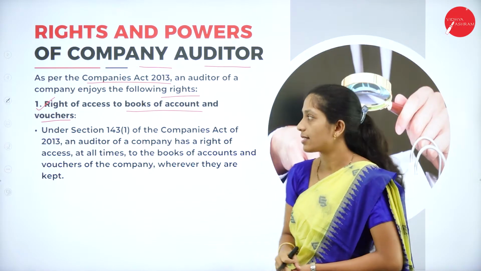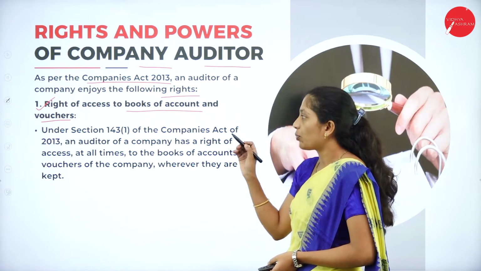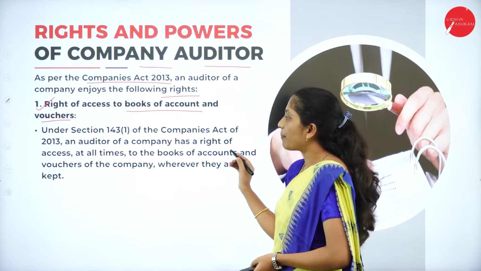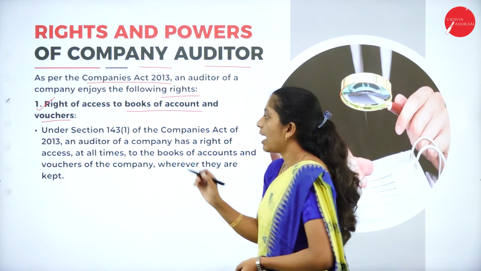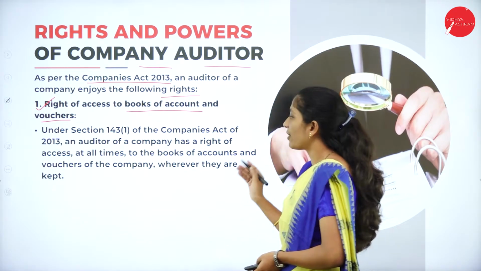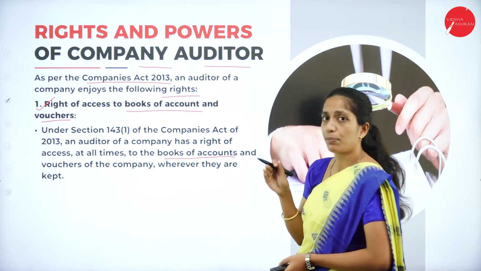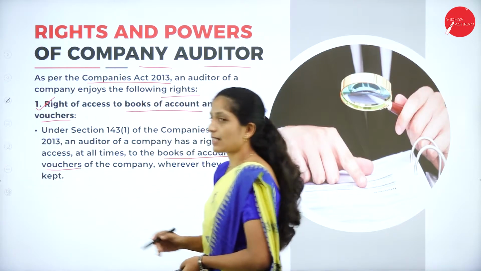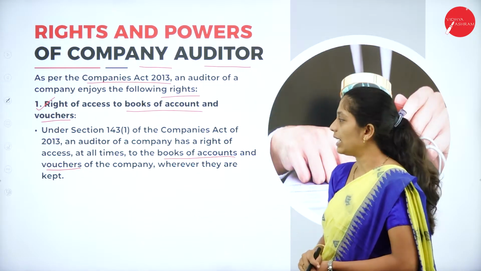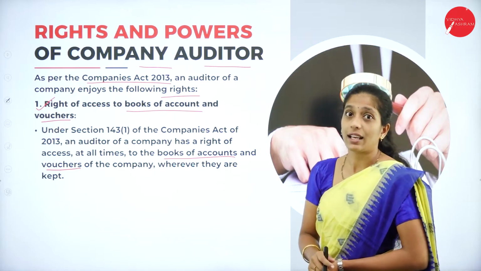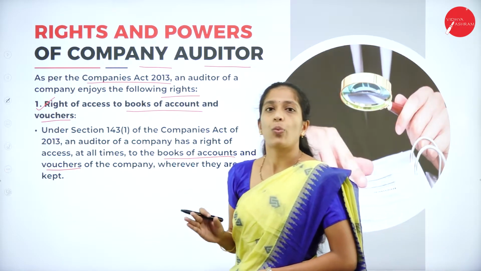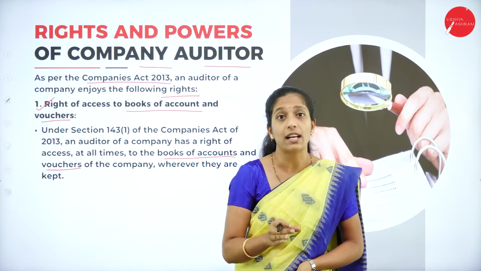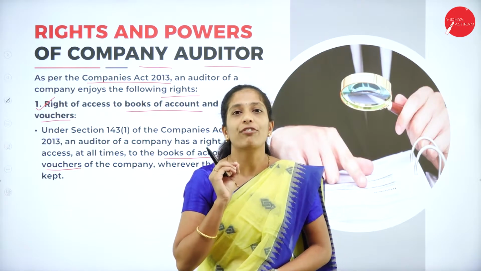That is known as verification of vouchers. Under section 143(1) of the Companies Act 2013, an auditor of a company has a right of access at all times to the books of accounts. So he has to examine the books of accounts of the company and the vouchers of the company, which is nothing but the documentary evidence of the company, whenever they are kept or wherever they are kept. Whenever an auditor wants these vouchers as well as books of accounts of a company, he has to verify them properly.